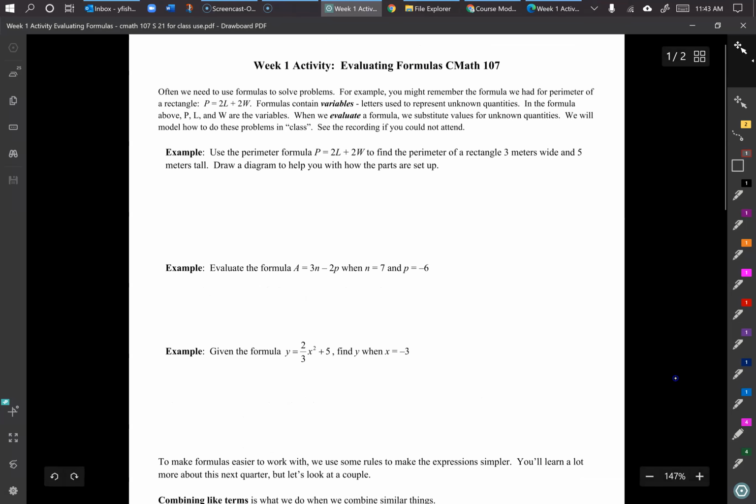This video goes along with the worksheet evaluating formulas. Often we need to use formulas to solve problems. So we've had some things like perimeter equals twice the length plus twice the width. We have some variables in there. Oftentimes we're given some values or an expression maybe to substitute in for a variable, and we can evaluate and find a quantity.